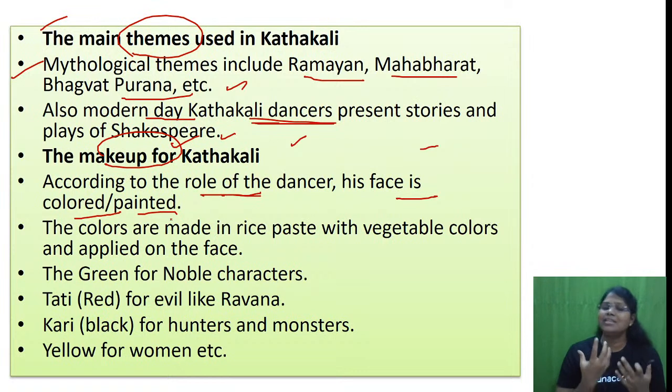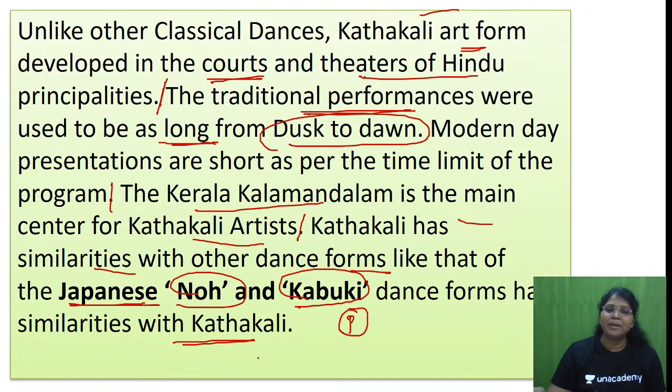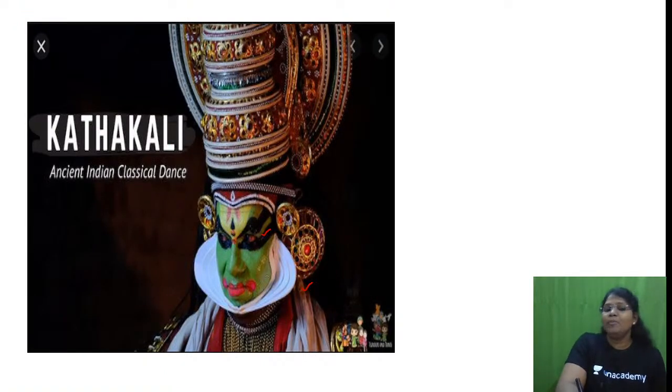Why are they making this extreme effort? Because they want to give life to the role they are playing. Fully blue painted when they are going to do the role of Krishna. Green for noble characters. When they are performing noble characters, the face will be colored with green paint. And red for evil characters like Ravana and Kali, black for hunters and monsters, yellow for women. Look at Yama. See, he is playing a noble character. That's why his face is painted with a green color. Are you able to differentiate? Are you able to identify?